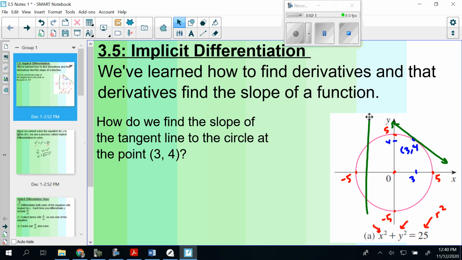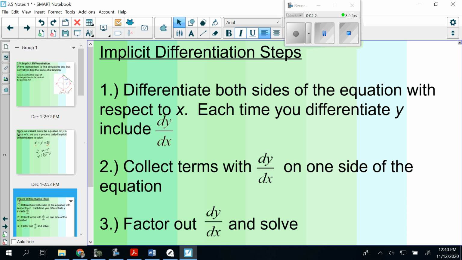So what do we do then to find its derivative? Well, we're going to use a process called implicit differentiation. How to do that is we want to differentiate, meaning find the derivative of, both sides of the equation with respect to x. What that means is each time you differentiate a y, you've got to make sure you include the derivative, which we're going to write as dy/dx. Next, we're going to collect all those derivative terms on one side. If we need to, factor out the derivative and then solve for what that derivative is going to be.